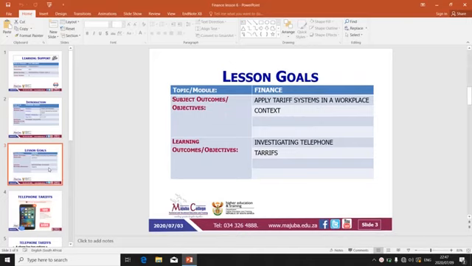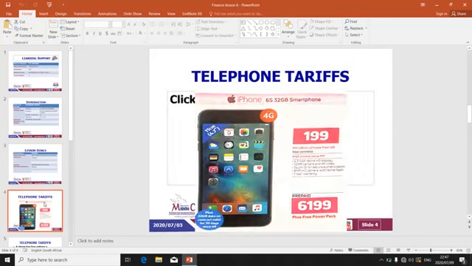What we are doing today, we are doing the tariffs. We are investigating the telephone tariffs. Here is a phone that we have here, an iPhone from Game Store. It's 199 rand for 36 months. But for cash, you simply pay once, 6,199. But for the contract one, it's this plus 20 gig data for 30 days.